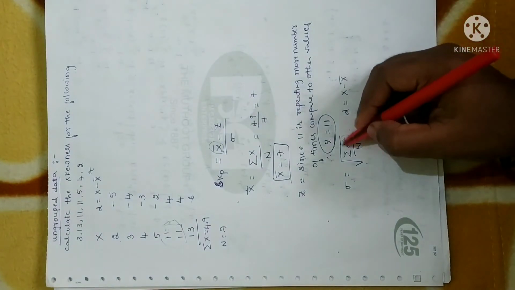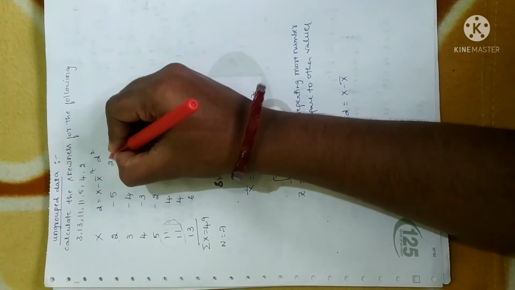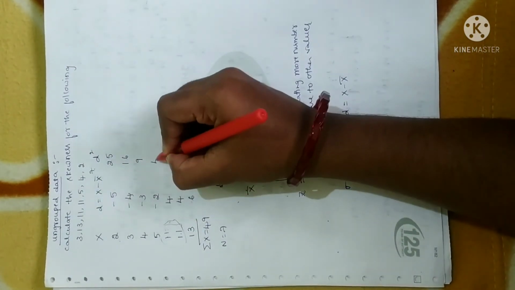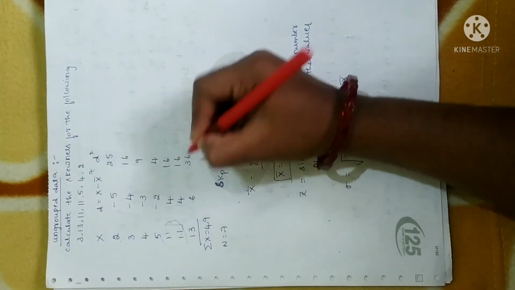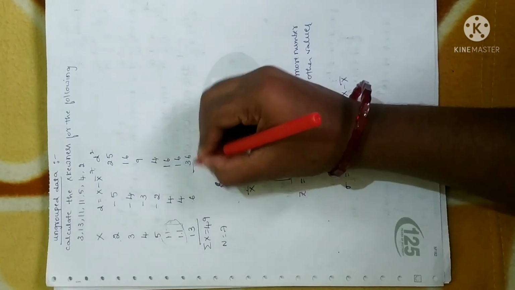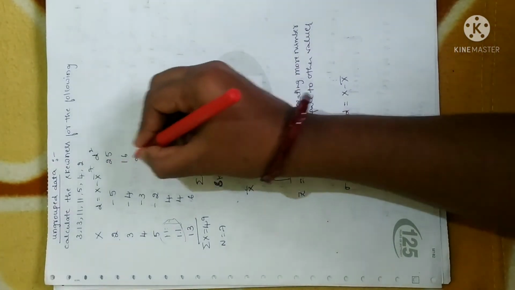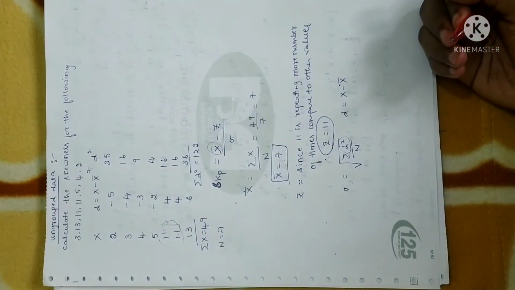Next, what else is required? D square is needed, so let me square it. 5 square is 25, 4 square is 16, 3 square is 9, 2 square is 4, 4 square is 16, again 4 square is 16, 6 square is 36. So I have calculated the d square values. Now we require the sum of d square, that is you just add the column d square. The total sum will give you 122.